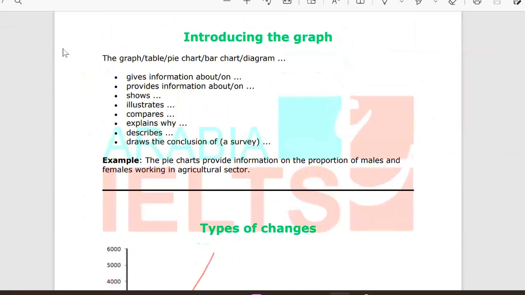Before I jump to that point, at the introduction, you can say, the graph or table gives information about, and then you paraphrase the title, or you say the title in a different way. You can say the title as it is, but the more skilled you are when it comes to paraphrasing, the stronger your English sounds, right? So we have illustrates, explains why, describes, draws the conclusion of, and so on.